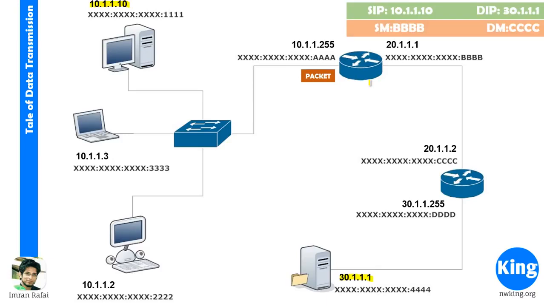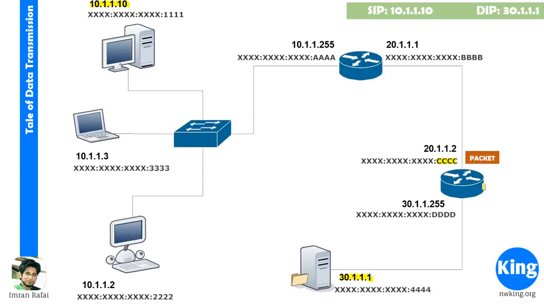So what it does is update the source information. The source MAC address is itself, and the destination MAC address is the other router. Now that packet comes to this router. This router again strips the layer 2 information and looks at the layer 3 information. The destination IP address is 30.1.1.1, and this router looks at itself and sees that the 30.1.1.0 network is directly connected to it.